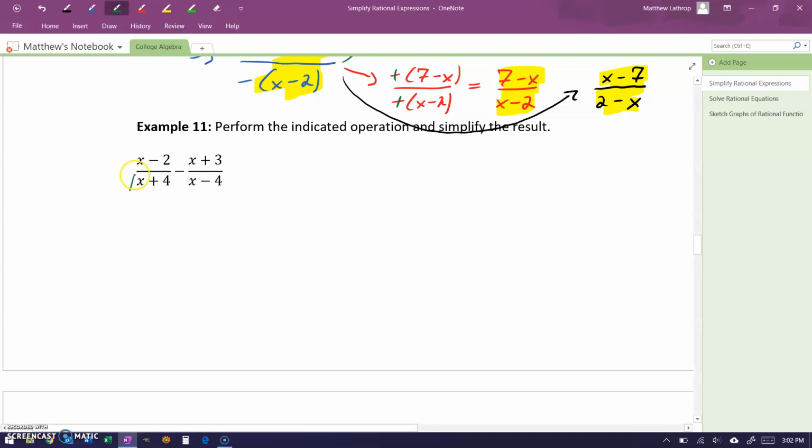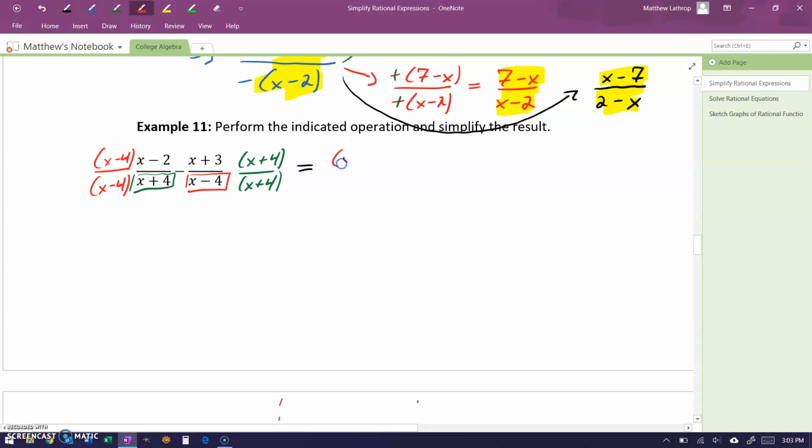In example 11, we again have unlike denominators, x plus 4 and x minus 4. What we'll need to do then is update each of these expressions. We'll multiply the first one by x minus 4 over x minus 4, and multiply the second one by x plus 4 over x plus 4. That way both expressions will have the common denominator of x minus 4 times x plus 4.